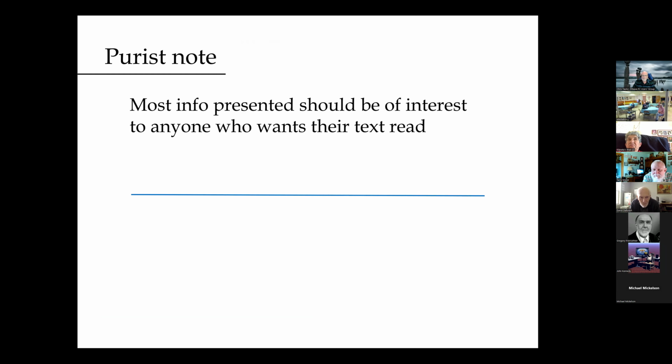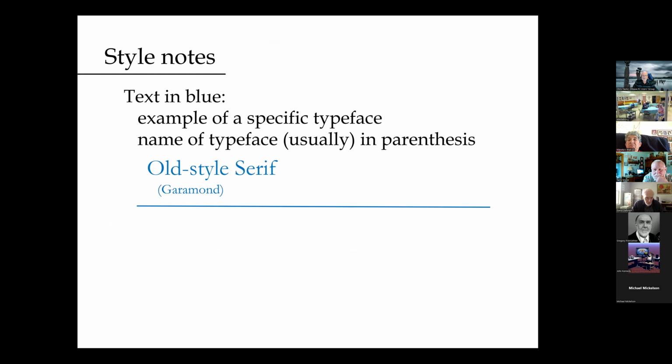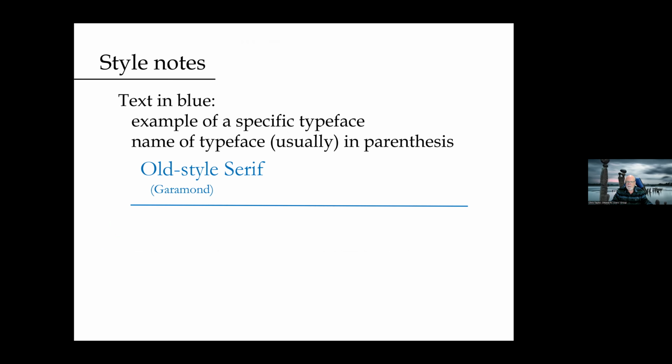So from a purist note, I think that everything that I'm going to be presenting today should be of interest to anybody who wants their text to be read by other people. However, there is some fascinating stuff that is marked with a green splat. But if you don't understand or don't care, it really is just purists who care about that. Some style notes: any text that you see on the slides in blue will be an example of a specific typeface. And generally speaking, the name of the typeface will be underneath it in parentheses. So this is an example of the words old style serif in the Garamond typeface.